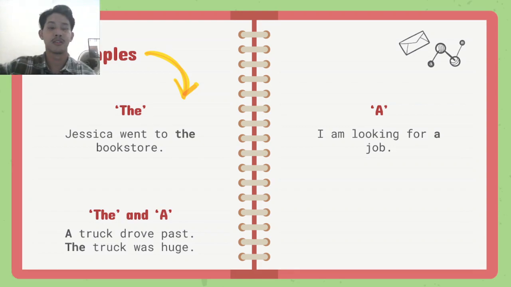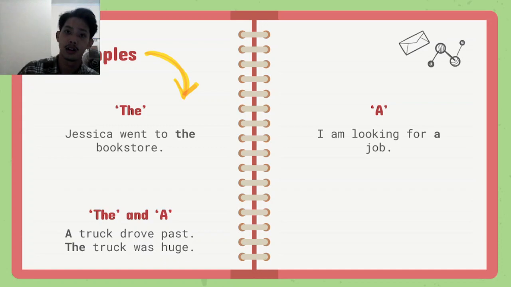Examples. First, we got the. Jessica went to the bookstore. Both the speaker and the listener know specifically which store Jessica went to. Second, we got a. I am looking for a job. The person is not looking for a specific job.